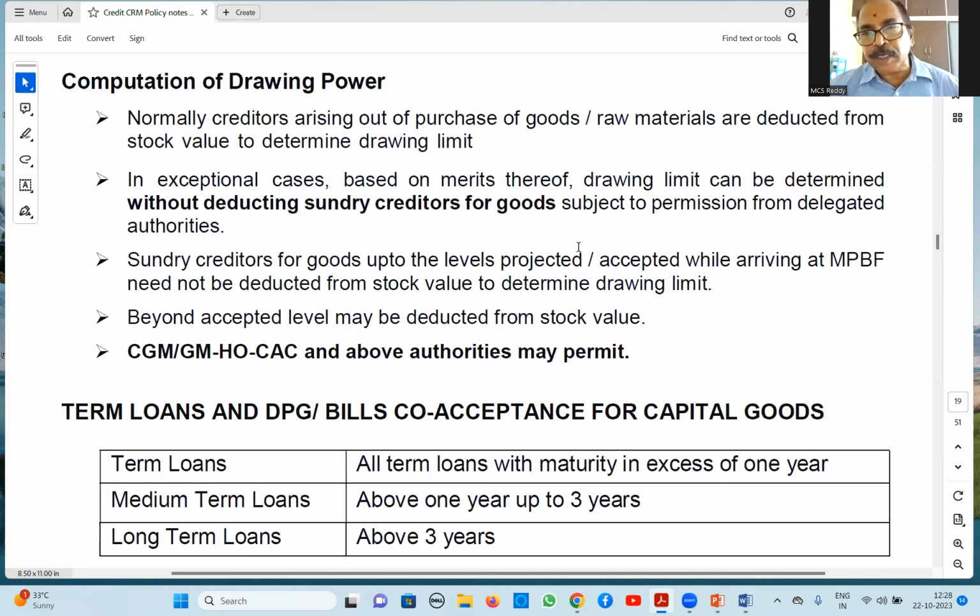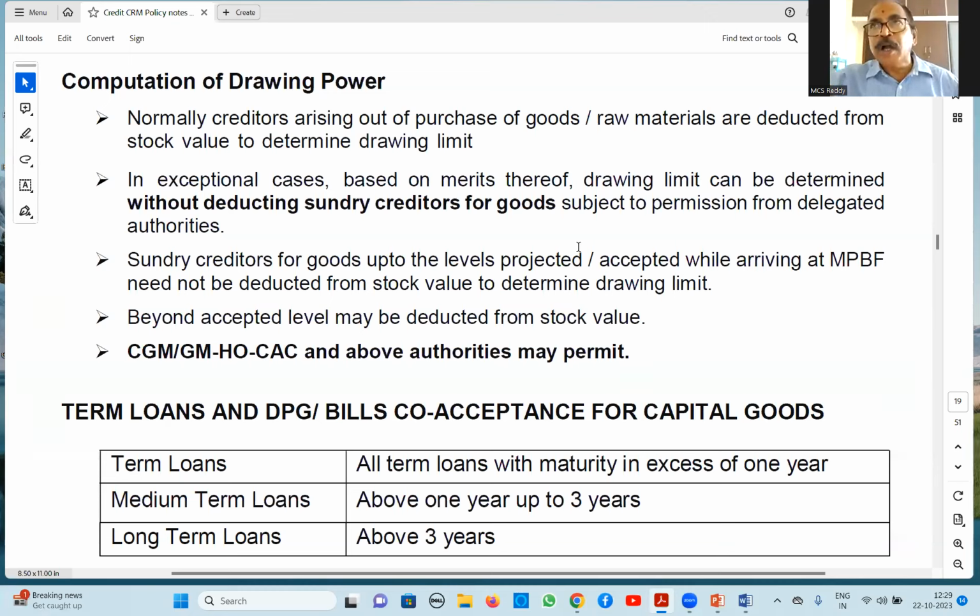So what is this accepted level? I will tell you. 100 crores is your stock, and out of that, 20 crores is sundry creditors for goods. Normally, this 20 crores you have to deduct. But at the time of processing the loan, sundry creditors level was 20 crores or 25 crores. So at the time of sanctioning, you have accepted that level of sundry creditors. So for accepted level sundry creditors, you need not deduct from stocks for drawing power.